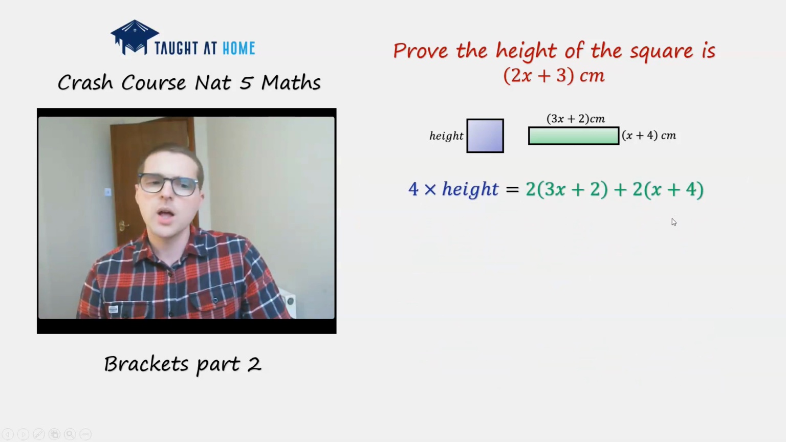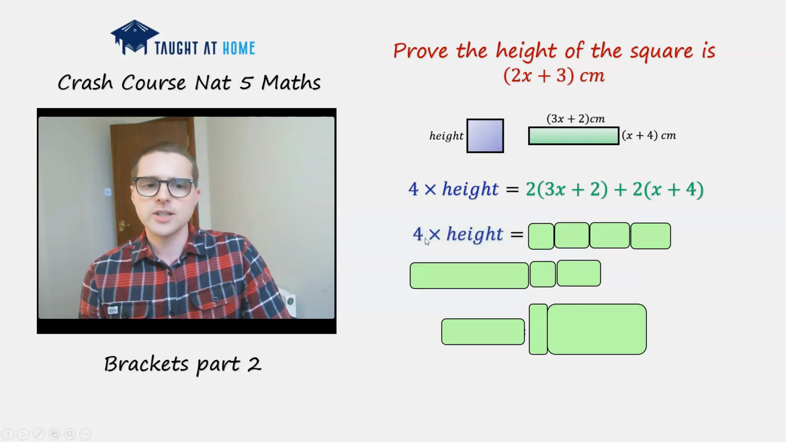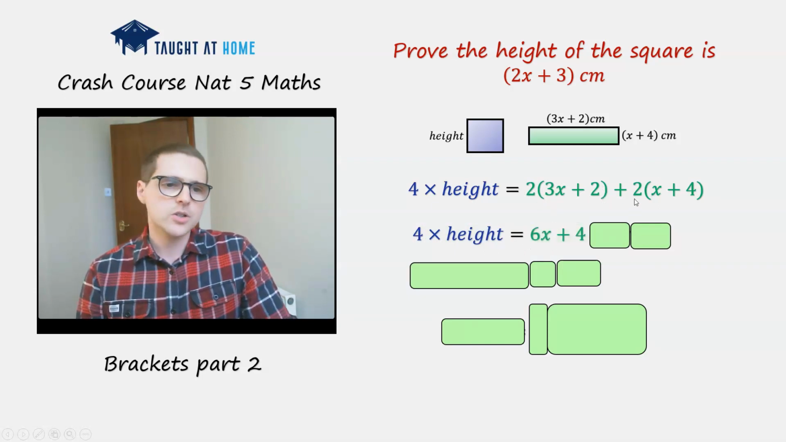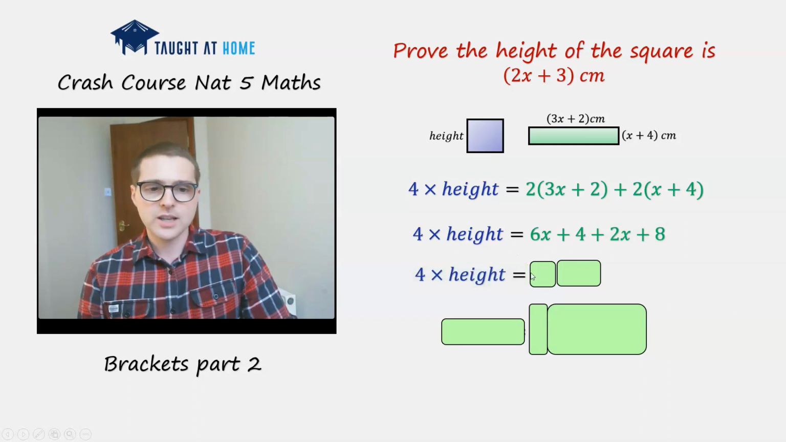What do you think we're going to do? Good choice here would be to expand the brackets. So we've got 4 times the height is equal to, this will be 2 times 3x is 6x, and 2 times 2 is 4. 2 times x is 2x, 2 times 4 is 8. We're going to collect like terms, so we've got 4 times the height is equal to 6x plus 2x is 8x of course, and now we've got 4 plus 8 is 12.